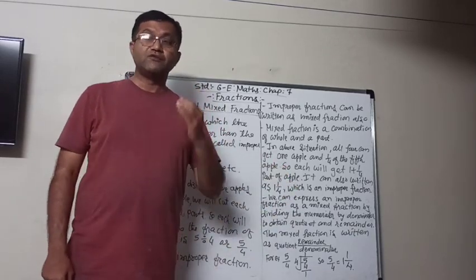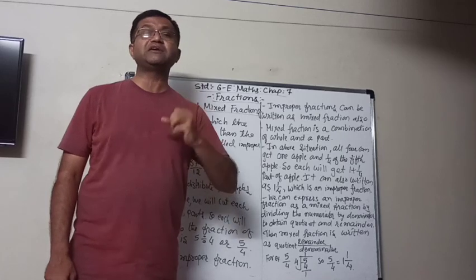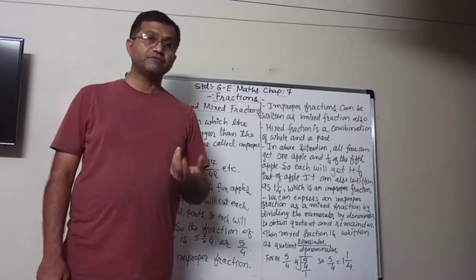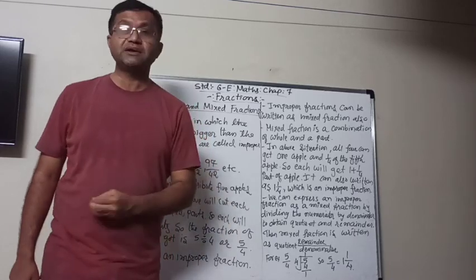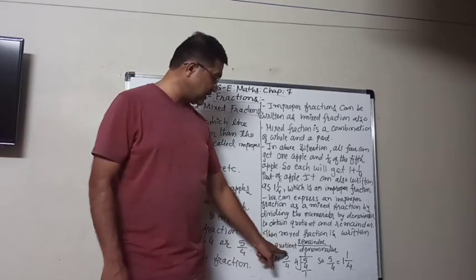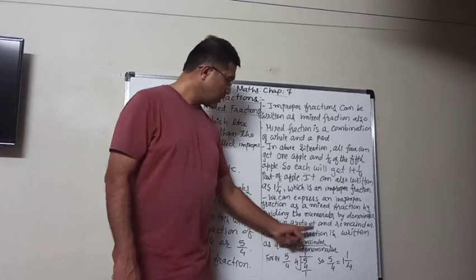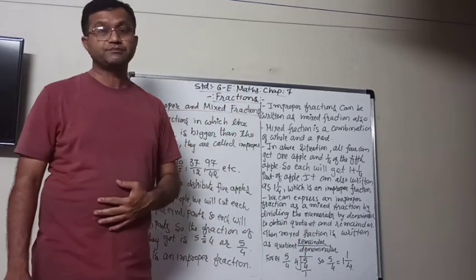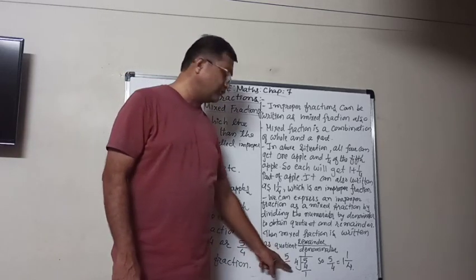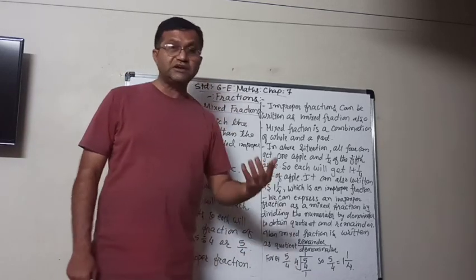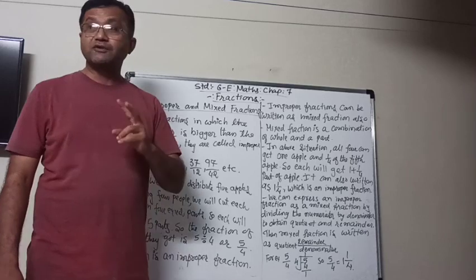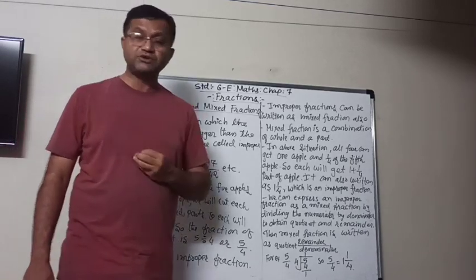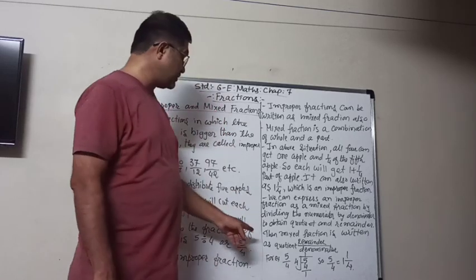For that we have to divide the numerator by the denominator, and obviously we will get the quotient and the remainder. Then we write down that quotient, with the remainder on the top, keeping the same denominator. For example, 5/4. Now it is an improper fraction. So when we want to convert it or represent it as a mixed fraction, we divide it by 4.